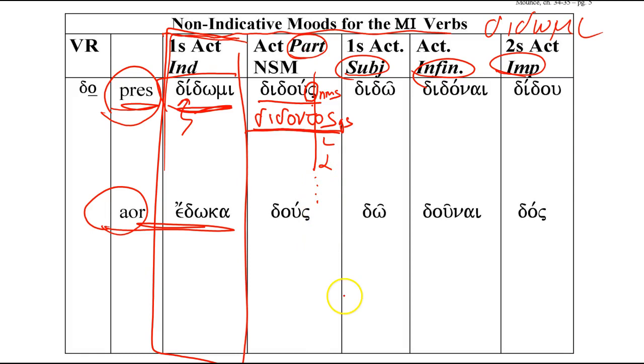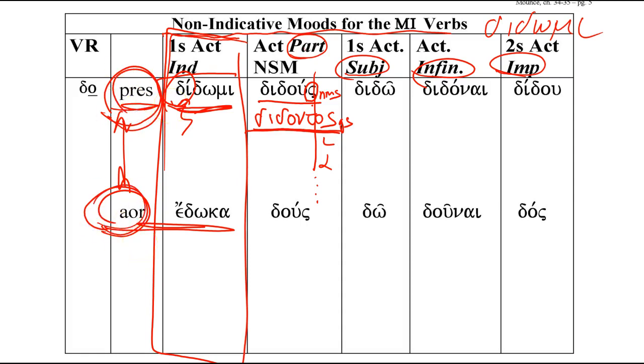What about the aorist tense? Well, the nice thing about the non-indicative moods is that the present tense forms and the aorist forms, most of the time, not all the time, but most of the time, look exactly the same, except the present tense has iota reduplication, the aorist tense does not.